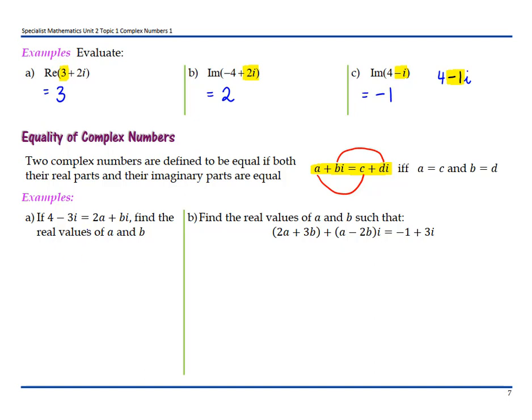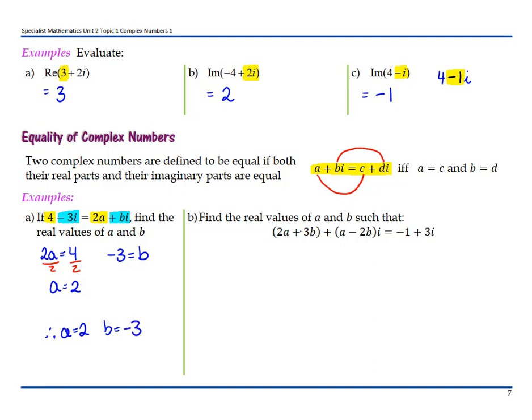If 4 minus 3i equals 2a plus bi, find the real values of a and b. So my real parts versus my imaginary parts. So that means that 2a has to equal 4 and negative 3 has to equal b. So if 2a equals 4, divide both sides by 2. My a is 2, and that's straight off b is negative 3. So therefore, a equals 2, b equals negative 3.